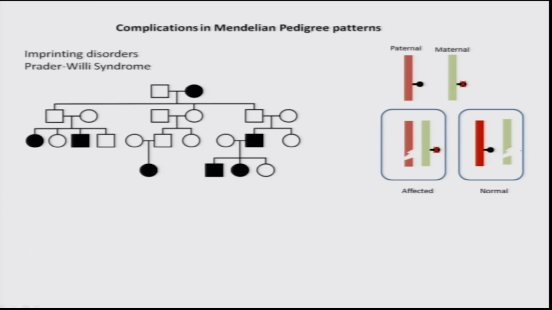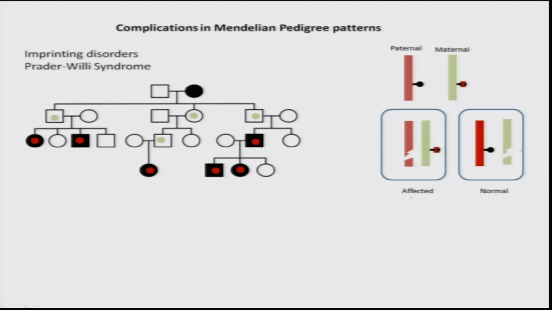On the other hand, if the mutant allele happens to be the paternal allele, although the other copy is wild type, this cannot rescue the defect because it gets silenced. Therefore, this individual would have the disease. So, what you see here is a pedigree wherein the colors of the dots, either within the circle or the square, represent the carriers.